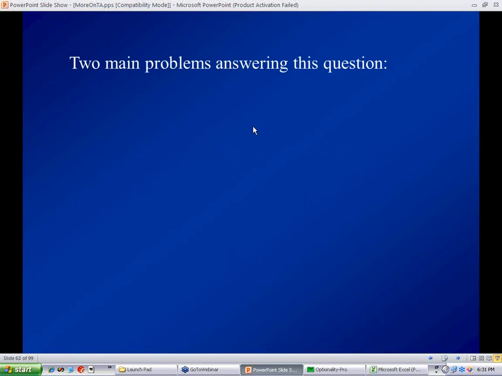But here's the deal. There are two main problems in answering this question, the question being, which filter works best? Or which filters work the best? There are two problems in answering this, and you have to solve both of these. Again, we've solved this, but I'm going to explain what these two problems are.